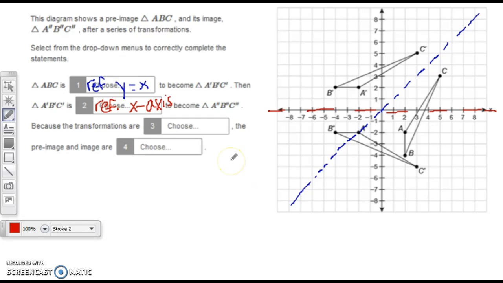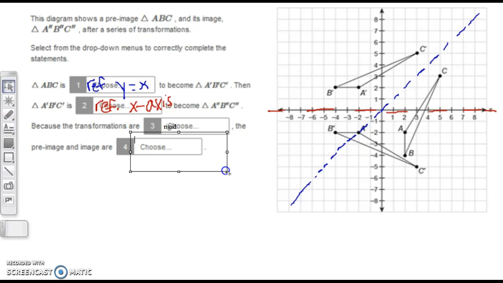And because both of these transformations are rigid transformations, not sure exactly what that'll say, but it'll say something about the word rigid. The image and the pre-image are congruent. Because we didn't change the shape or size, that's what rigid means. It means it keeps the same shape and size. Those images are going to be congruent.